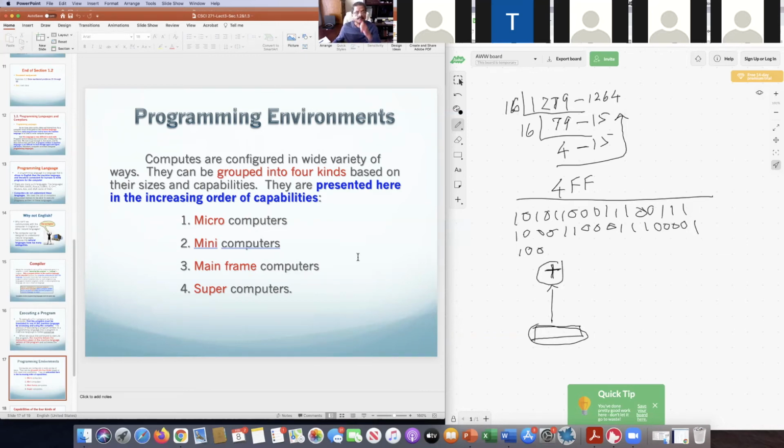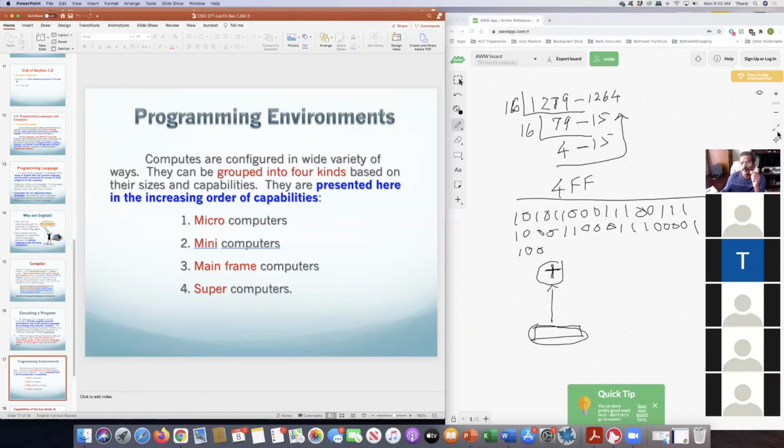Computers are designed, there are many different types of computers. There are different sizes. They are grouped into 4 kinds, and so I'm going to explain what they are. Microcomputers are the smallest, the ones we use on the desktop. All the desktop computers and laptop computers are called microcomputers. They're the smallest kind.